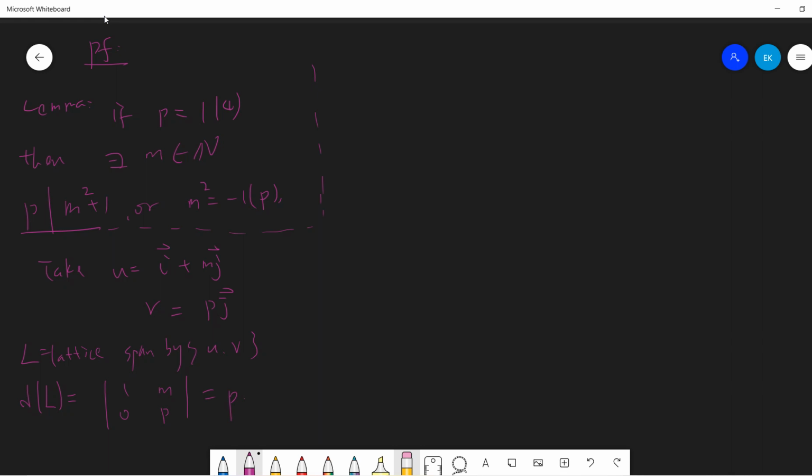And so the integer points in L look like a(i + mj) + b(pj). So the points look like ai plus (am + bp)j. So okay, this is the points in this L. Okay, so up to now we have some preliminaries.